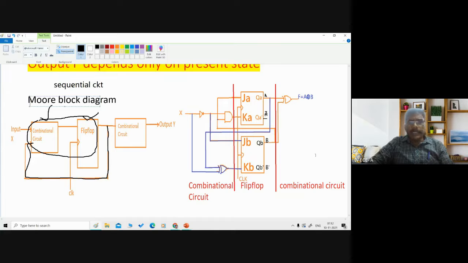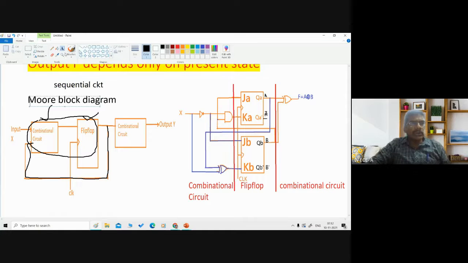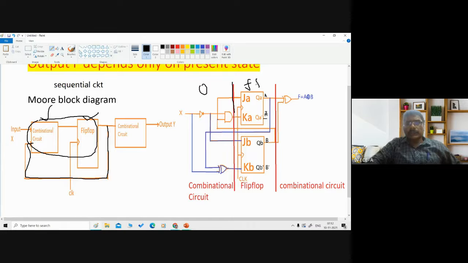So in a given problem, see the diagram. We have the combinational circuit, then the second is a flip flop circuit, and this third portion is also a combinational circuit. So here, see the output in this circuit.